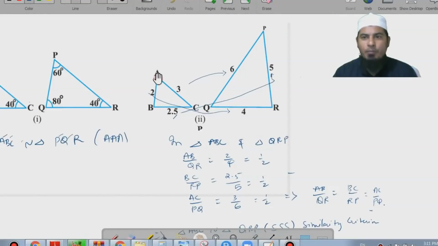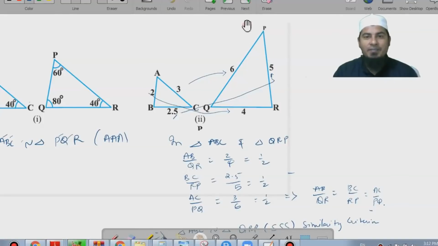As we are moving from ABC, a 2 centimeter side to 2.5 centimeter side, its corresponding in this triangle will be 4 and 5. So we have to go from 4 to 5 because 2's proportional side is here 4, 2.5's proportional side is 5. So we have to move in this way: QRP. So triangle ABC is similar to triangle QRP will be the answer.